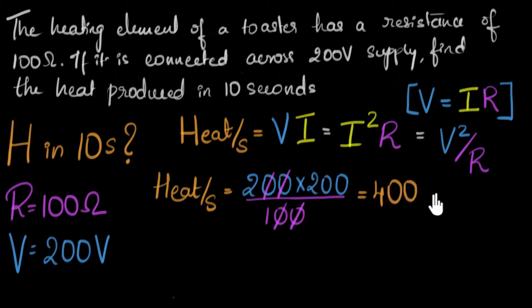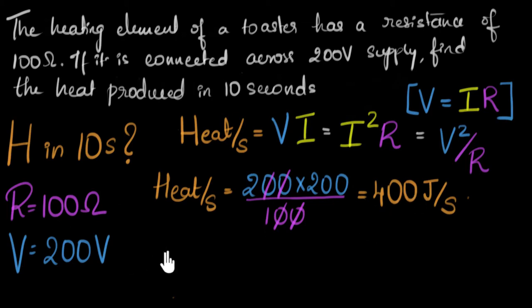And that gives me 400. 400 what? Well, look at it, you have heat. Heat is energy, so it's joules per second. So 400 joules per second. So what we have calculated is that in this heating element, there'll be 400 joules of heat produced every second. But we are asked to calculate the heat produced in 10 seconds. How do we do that? Well, we know in 1 second, there's 400 joules of heat. In 2 seconds, it'll be 2 times that. In 10 seconds, it'll be 10 times that.